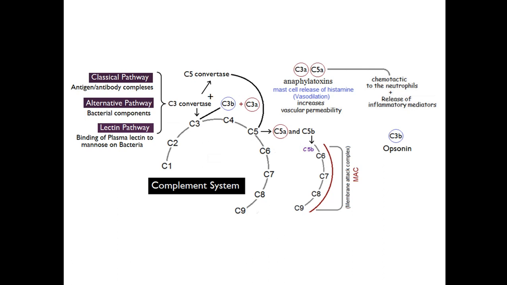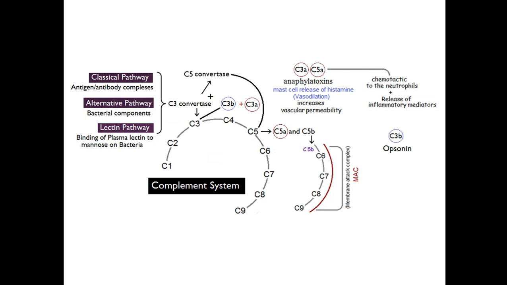Now, what happens here is that the C3 convertase will break C3 into two components, C3b and C3a. Now the C3b, along with the C3 convertase, will form the C5 convertase, and C5 convertase will cause the breakdown of the C5 into its two components, C5a and C5b.